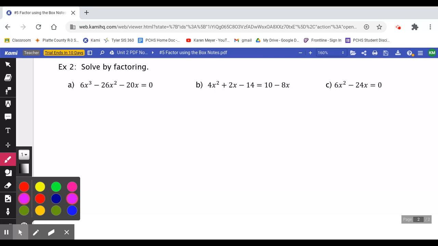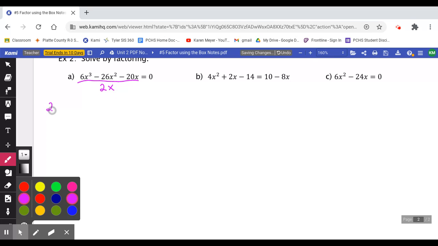So, what's our GCF? Well, all 3 terms have an x, so I get to put down an x. And then 6, 26, and 20 are all divisible by 2. So I'm going to put 2x out in front. 6 divided by 2 is 3. Take an x from x cubed and it becomes x squared. Minus 26 divided by 2 is 13 x squared, take an x away, drops to just x. Minus 20 divided by 2 is 10. Have an x, but take an x, so that means no x's.